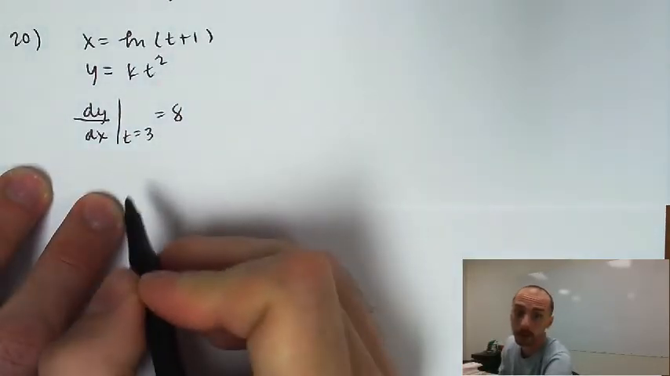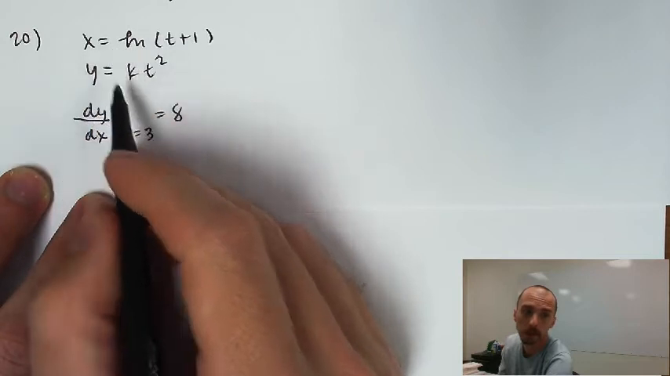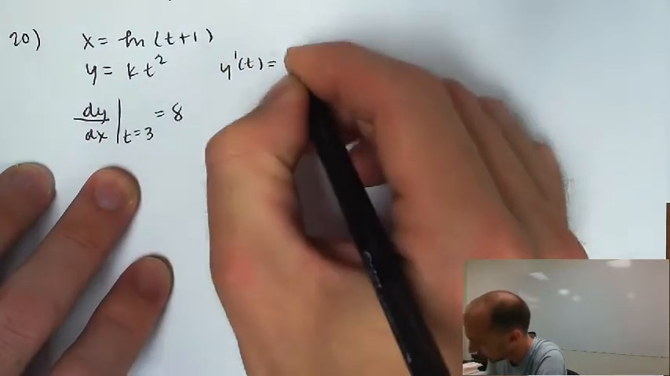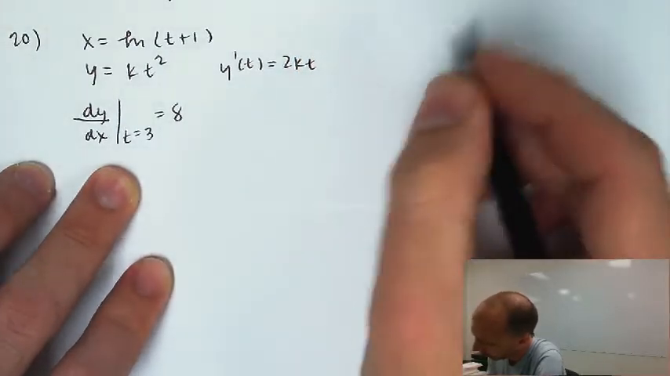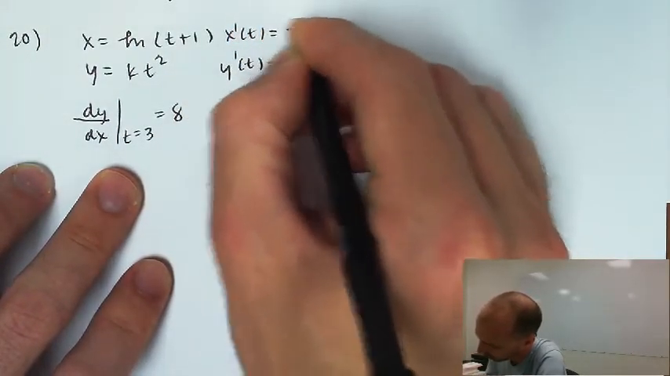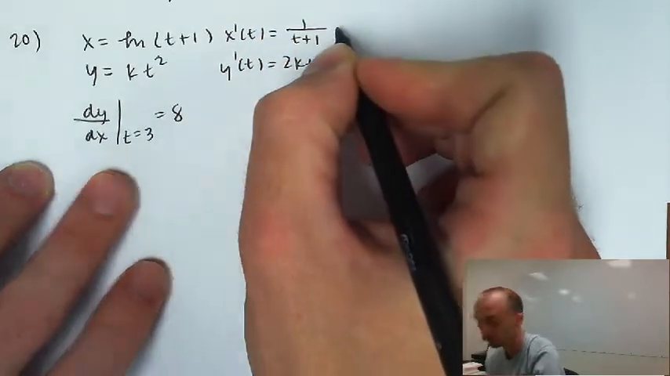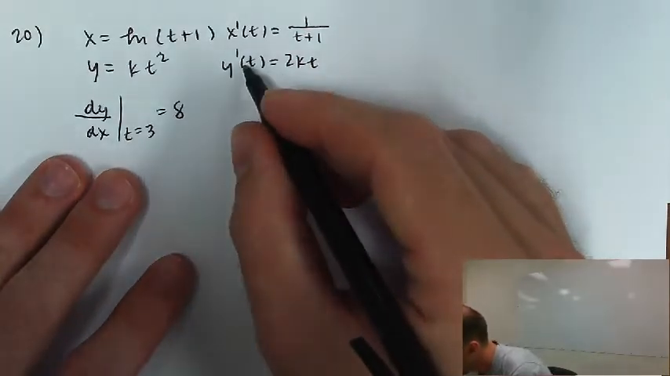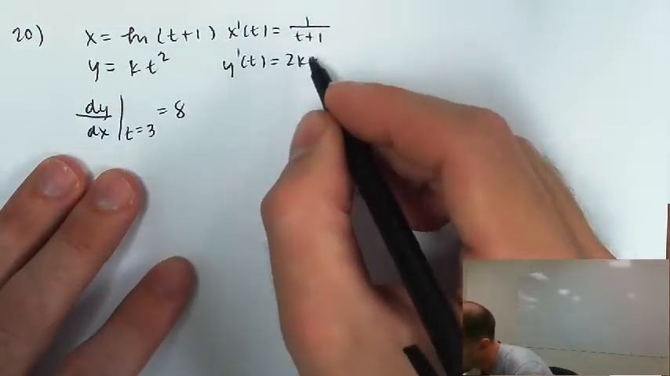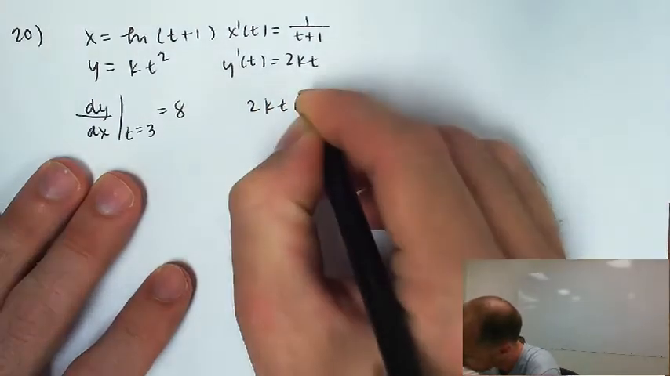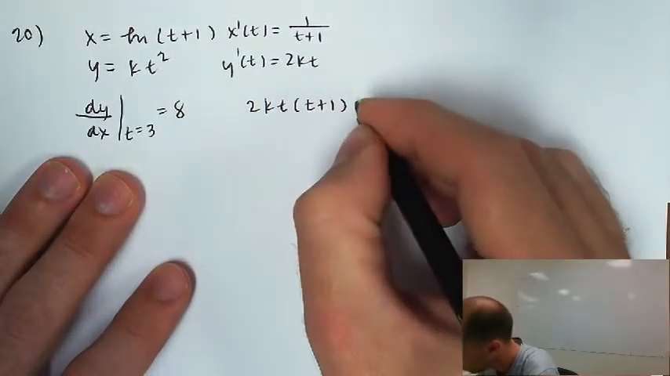But I also know that dy/dx for a parametric situation is dy/dt over dx/dt. Okay, so x prime of t is going to be 1 over t plus 1 times the derivative of t plus 1, which is just 1, so that's it. And then when I divide y prime by x prime, that's going to kick up to the numerator. So I've got 2kt times t plus 1 equals 8.